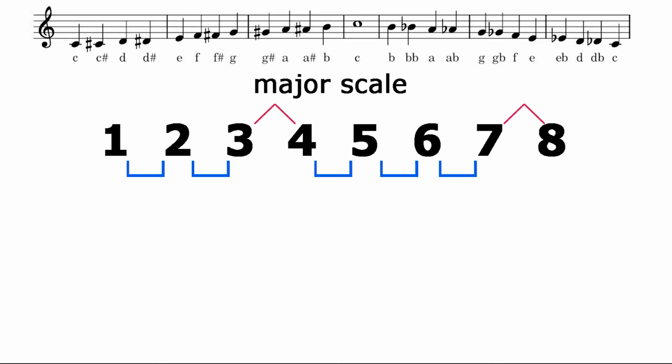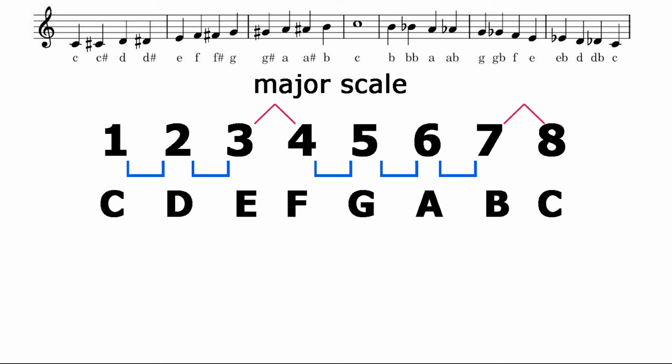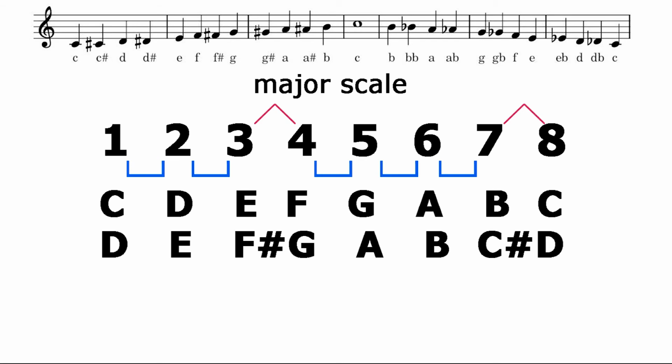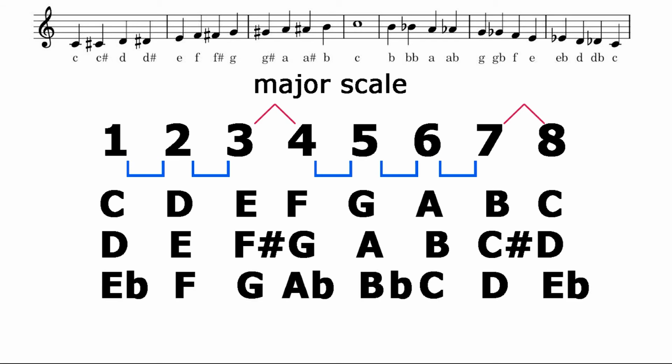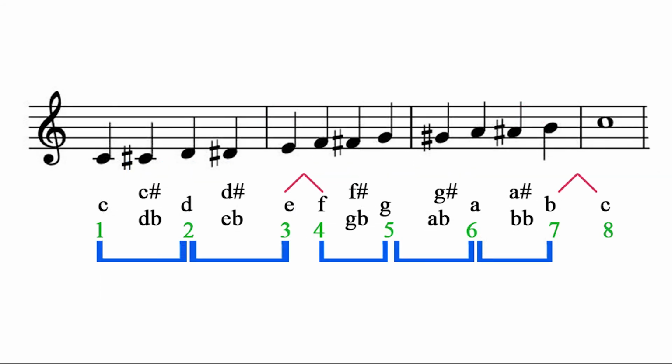Here are some examples. Listen. This is C major. This is D major. This is E flat major.